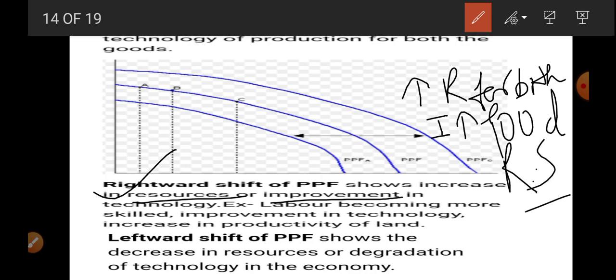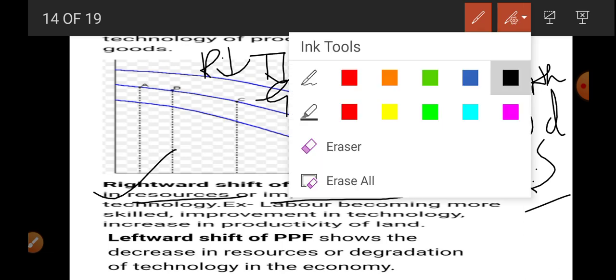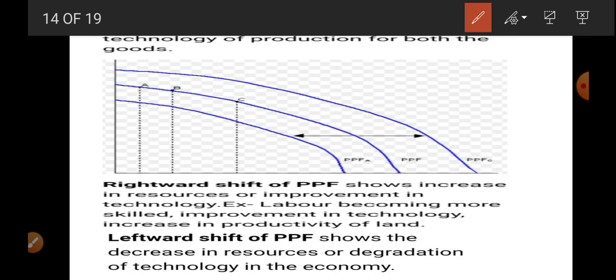If there is a decrease in resources or degradation in technology for both goods, there will be a leftward shift. So that is given here. A rightward shift when there is improvement or increase in resources, and leftward when there is degradation or decrease in resources.